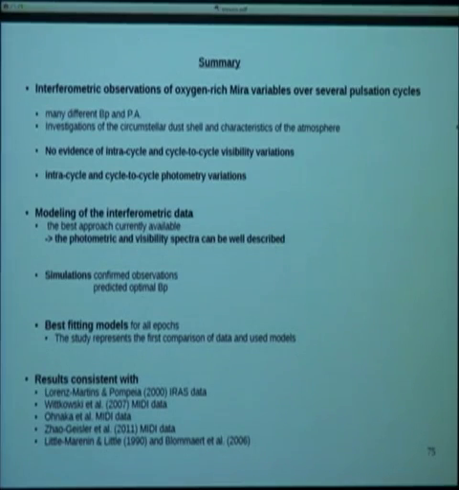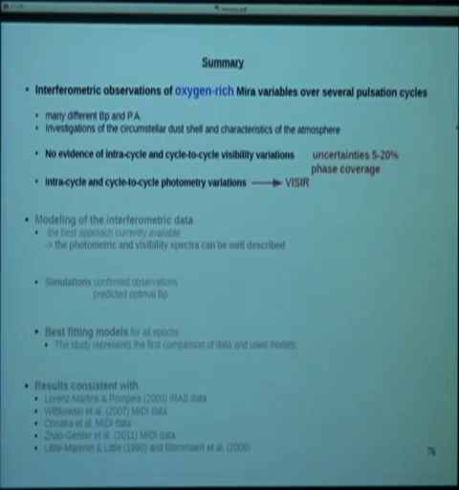And we are coming to the summary. We observed oxygen-rich Mira variables using interferometry. We observed them over several pulsation cycles, at many different projected baselines using many different position angles. We investigated the circumstellar dust shell and characteristics of the atmospheres. We did not see any intracycle or cycle-to-cycle visibility variation, so we did not see any reflection of dust creation. But again, we have to keep in mind the uncertainties we had and the phase coverage. For photometry, as I said, we need some additional observations.